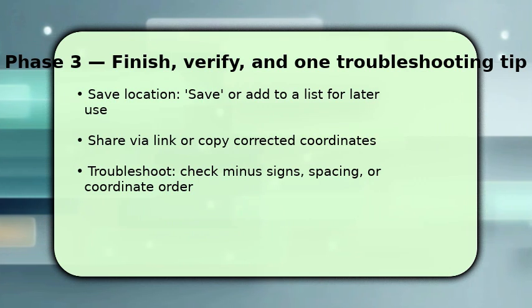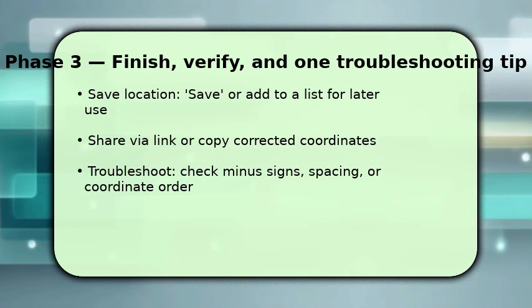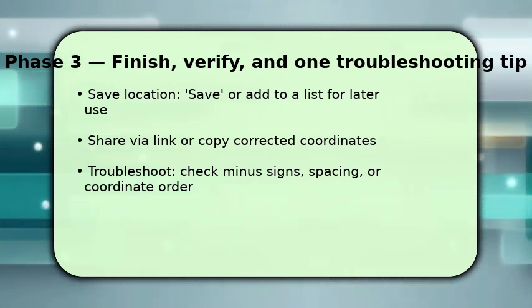If results are wrong, recheck common errors: missing minus signs, flipped order (longitude, latitude), or extra spaces. If a format mismatch persists, convert degrees, minutes, seconds to decimal degrees and try again. That usually resolves stubborn location issues.